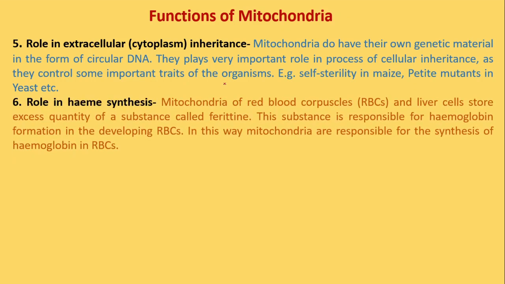Now, the next is the role in heme synthesis. The mitochondria of red blood corpuscles, RBCs, and liver cells store an excess quantity of a substance called ferritin. This substance is responsible for hemoglobin formation in the developing RBCs, and in this way mitochondria are responsible for the synthesis of hemoglobin in RBCs.